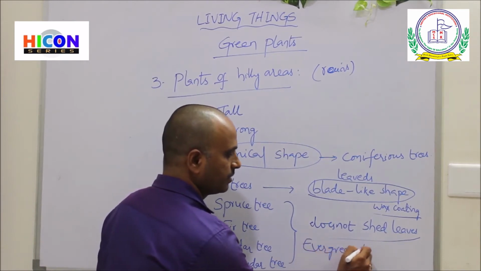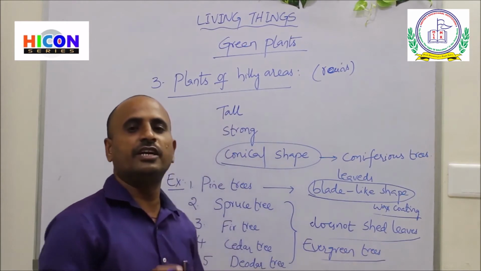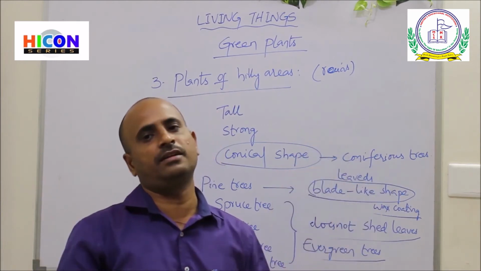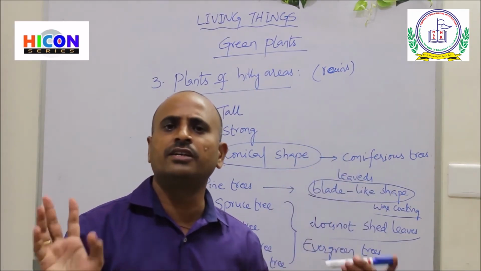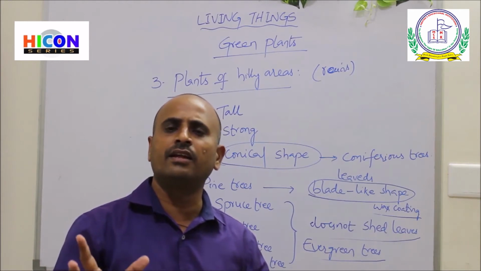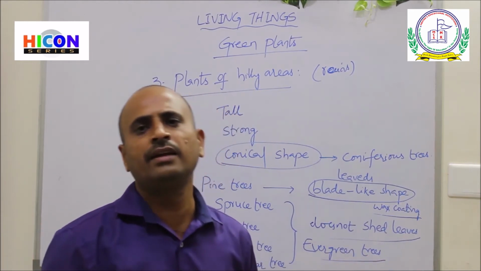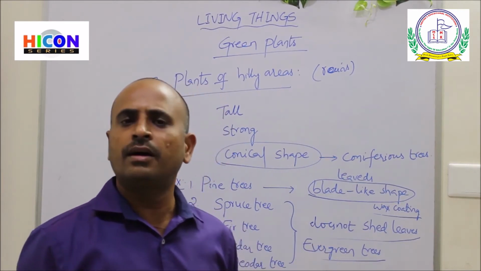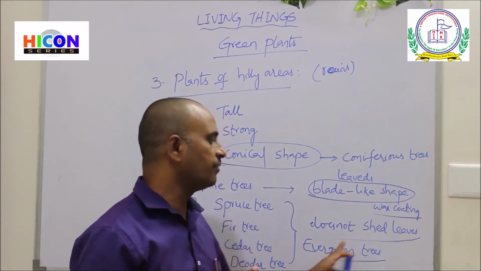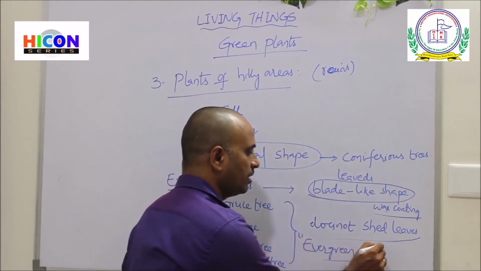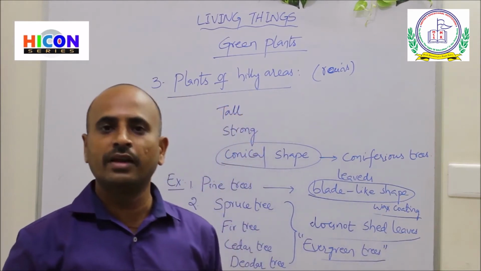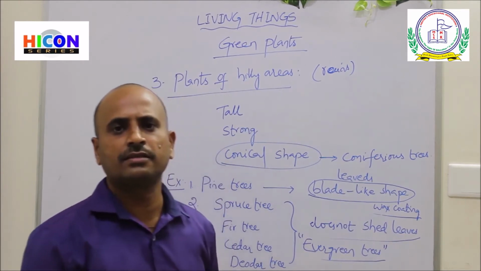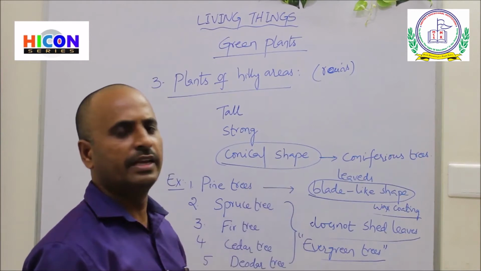Evergreen trees. Because they do not shed their leaves, in every season they remain green in color. All the green leaves are attached to the plant, so at any time throughout the year, the plants look green because of the leaves. That's why these plants are also called evergreen trees. So this is about plants of hilly areas.